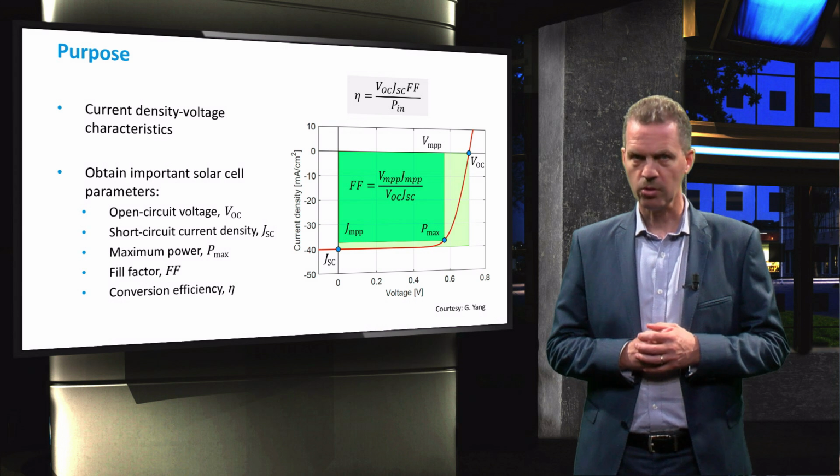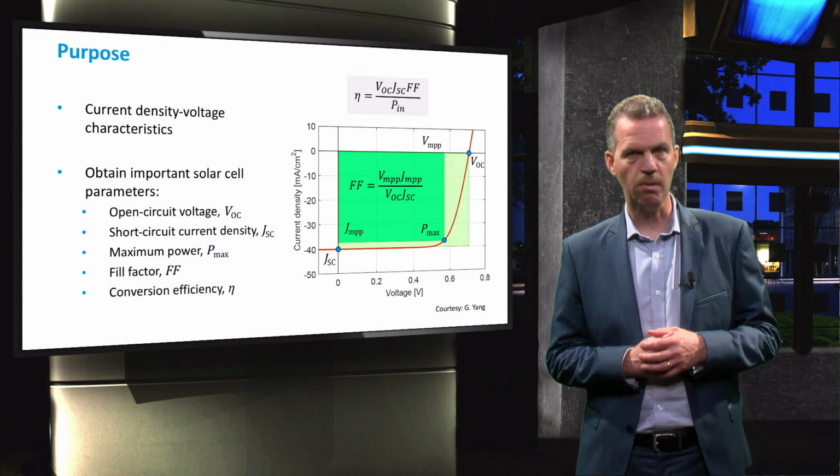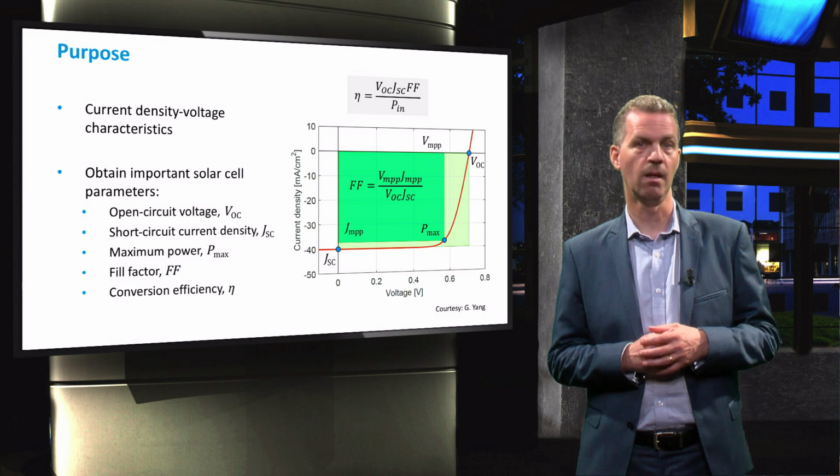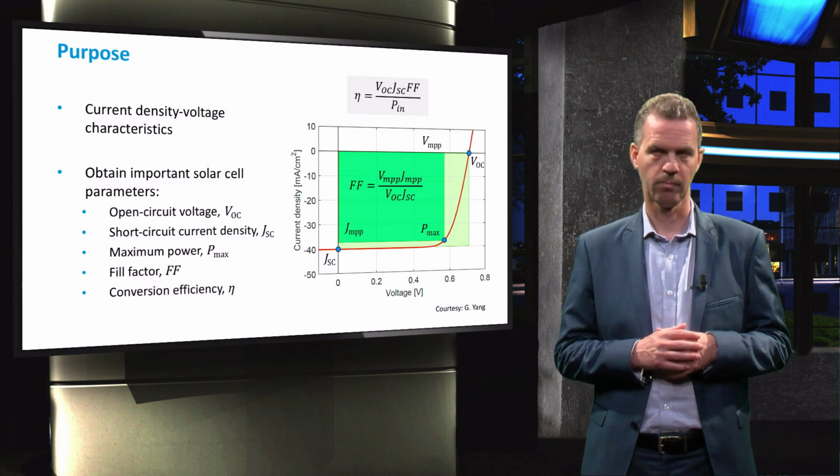Finally, we can calculate the energy conversion efficiency of the solar cell by dividing the maximum power delivered by the solar cell by the power incident on the cell per unit area, indicated here by P in. Now that we have discussed the purpose of measuring a JV curve, we will discuss the standardized testing conditions. Most of the research laboratories around the world have adopted similar testing conditions to be able to compare results more accurately. Let us now look at the spectrum.